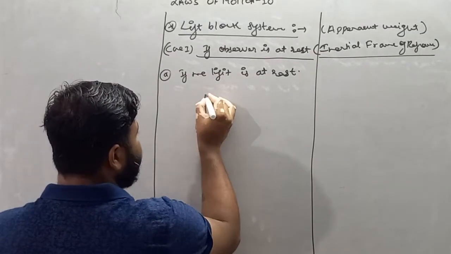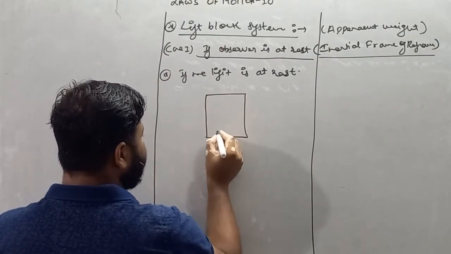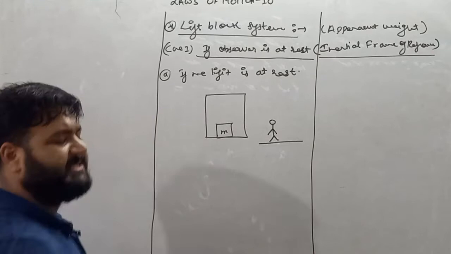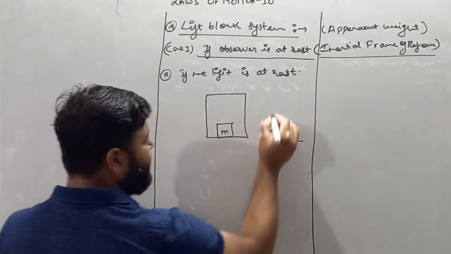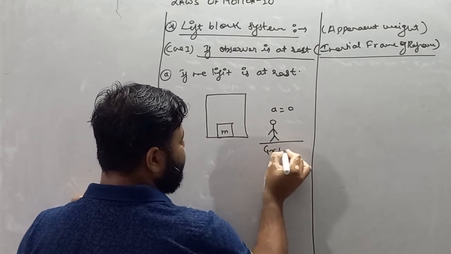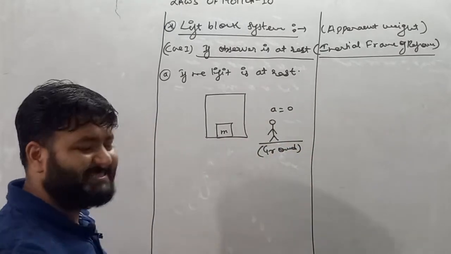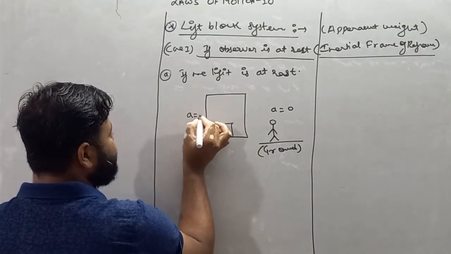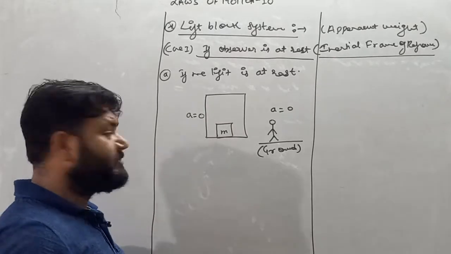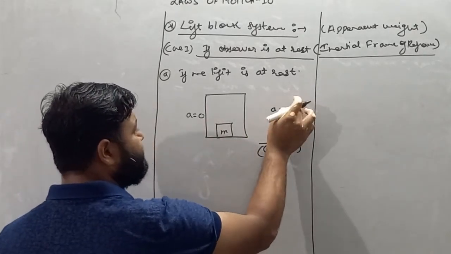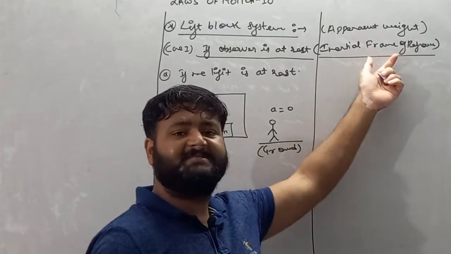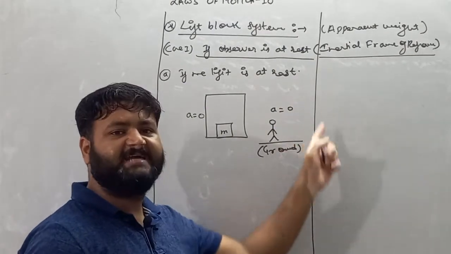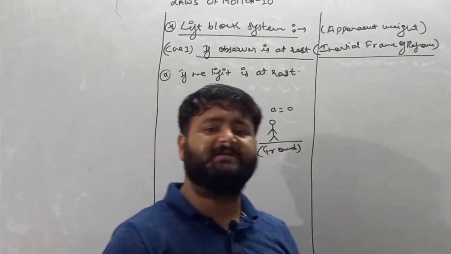Now see, my dear student, if there is a lift in which a block is placed, and the observer is in an inertial frame of reference, it means the observer's acceleration is 0, or we can say the observer is standing on the ground. If the lift is at rest, then the acceleration of the lift is 0. And the acceleration of the observer is 0, why? Because we are considering an inertial frame of reference. In an inertial frame of reference, the observer is always at rest, or we can say the acceleration of the observer is 0.